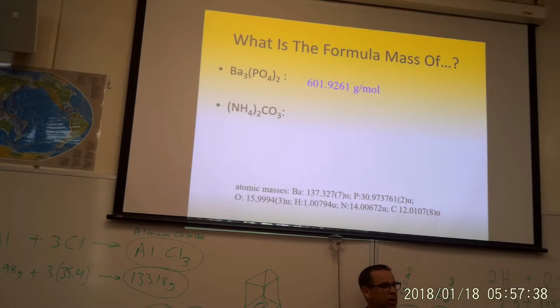Okay, did anybody add it all up for ammonium carbonate? How many nitrogens? 2. How many hydrogens? 8. So that's 28 plus 8, 36. So far we got 36, right? Then what? How many carbons? 1 carbon, that's 12, right? 36 plus 12, 48, plus 3 oxygens.